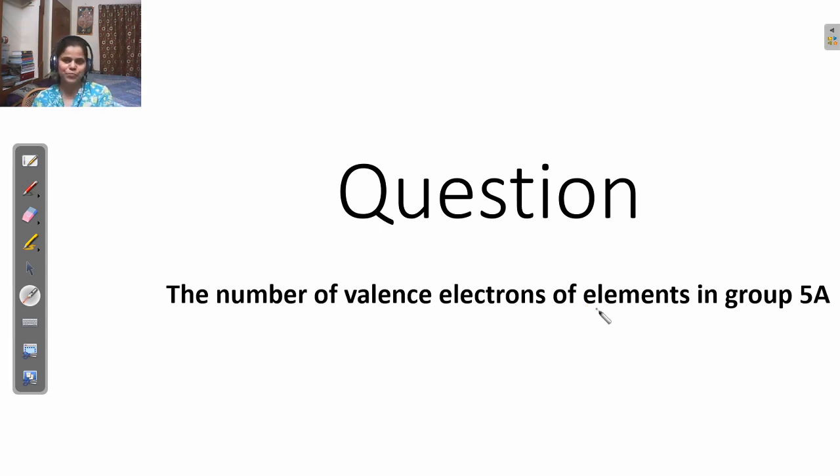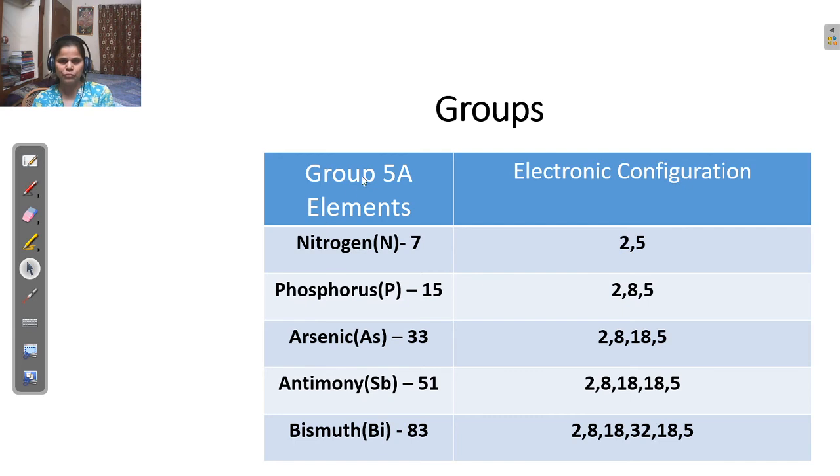I hope you know the answer to this. Just go through the 5A group. The elements of the 5A group are nitrogen, phosphorus, arsenic, antimony and bismuth. Their atomic numbers are 7, 15, 33, 51 and 83. The configurations are 2,5; 2,8,5; 2,8,18,5. So here the valence electrons are 5.